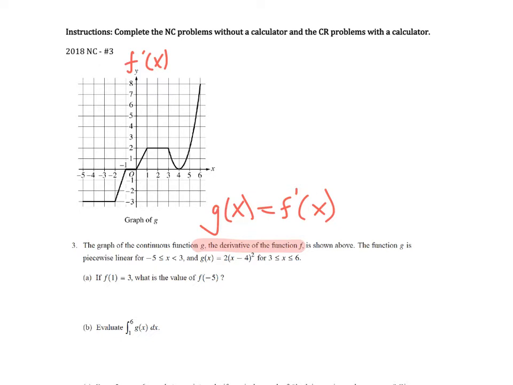As we look through, we know a few things. It's linear, piecewise for part of it, and then we have the function here, which makes me think that we're going to be finding the integral or derivative in this region. So let's go through and look for word clues that make us think about what we need to do. Here we've got f of 1 is 3 and find f of negative 5. So we've got 2 points.